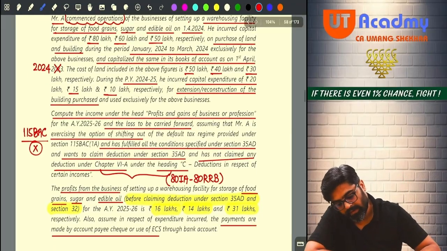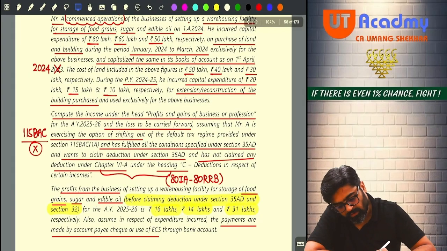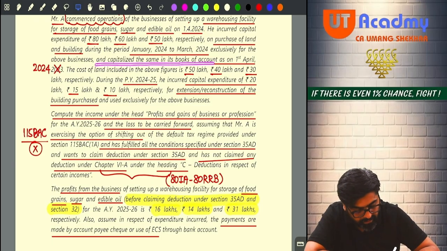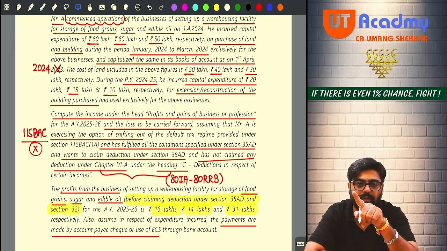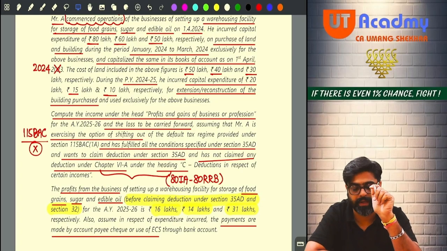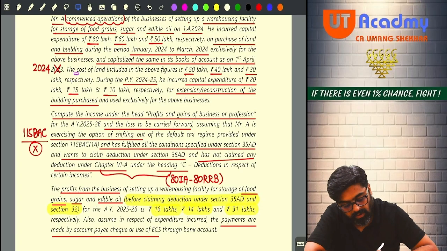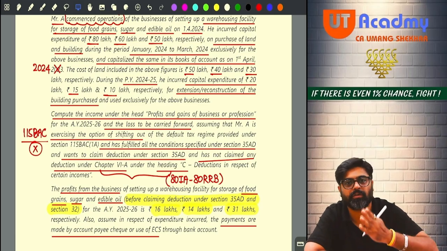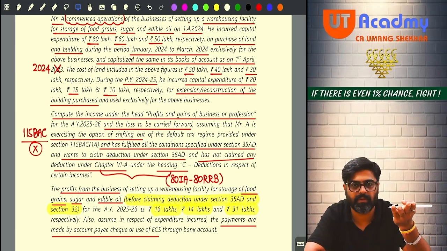See, they are saying that this cost was incurred during the period January to March exclusively for the above businesses. Very good. And capitalized the same in the books as on 1st April 24. Please make it 24, this is not 23, this is 24. The cost of land included in the above figures is 50, 40 and 30. So now you will get the cost of building also. Reduce the cost of land out of that cost, you will get the cost of building. Very good.